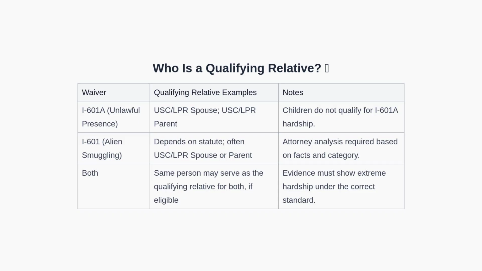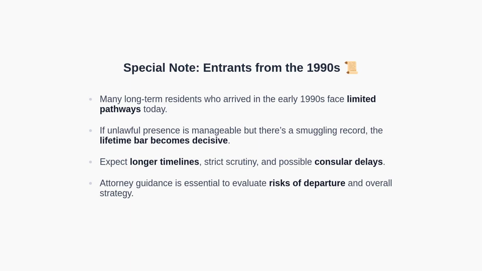For the I-601 in the context of alien smuggling, the qualifying relative category depends on the statutory provision and facts. Often a U.S. citizen or lawful permanent resident spouse or parent. It is essential to have an attorney confirm eligibility. In some cases, the same qualifying relative may be used for both waivers if they meet the requirements, but the evidence must specifically establish extreme hardship under the correct standard for each waiver.